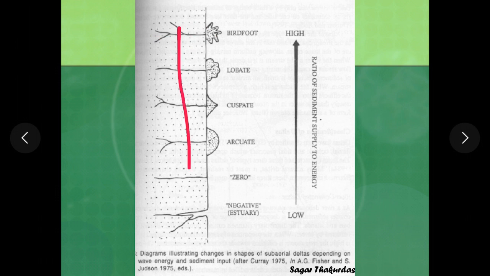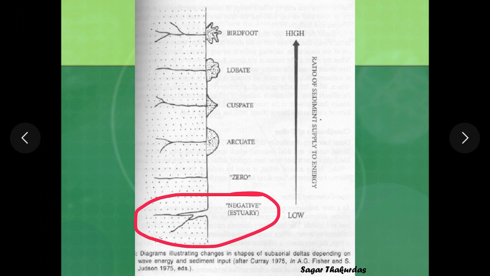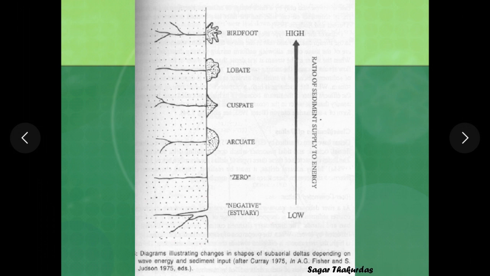As this rate of sedimentation goes on decreasing from top to bottom, you can see the different geomorphologies of delta: lobate delta, cuspate delta, arcuate delta, zero, and estuary. Now what is an estuary? That is an altogether different topic that we will see later. So this is how the sedimentation rate affects the geomorphology or type of delta. This is all about the variables involved in delta deposition.